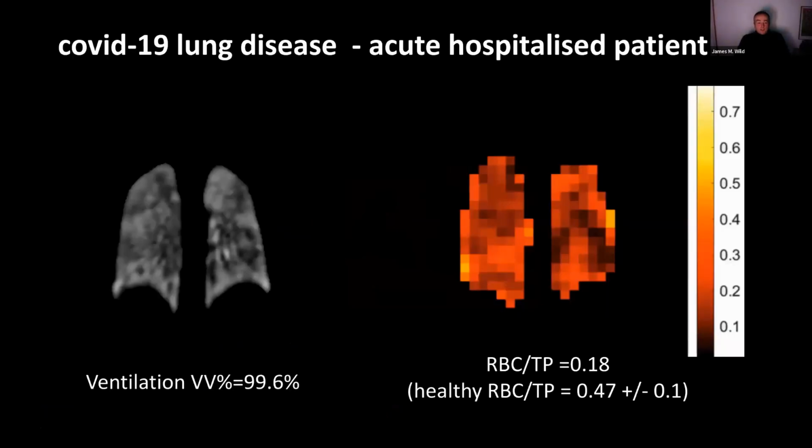Here's a patient who's acute hospitalized, and again you see uniform ventilation in this patient, but a really reduced red blood cell tissue plasma Xenon ratio image, again indicating that gas transfer is really reduced.